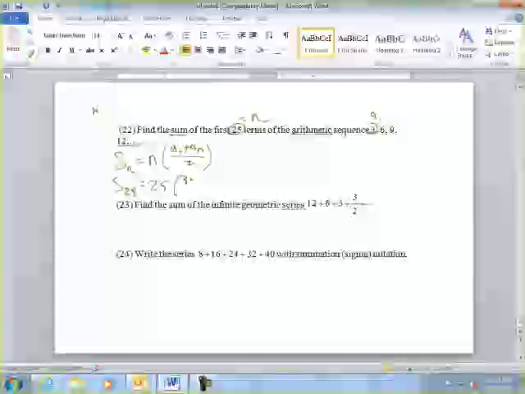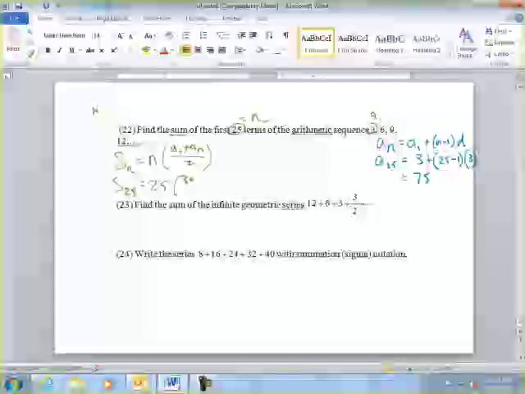A sub n would be the 25th term. We don't know it because they only gave us 3, 6, 9, 12. So we don't know the 25th term. So at this point, we're going to have to do a little side note and use our arithmetic sequence formula to find out what that 25th term is. Our first term is 3. N is 25, and the common difference is what we're adding each time, which is 3. So that gives me my 25th term is 75.